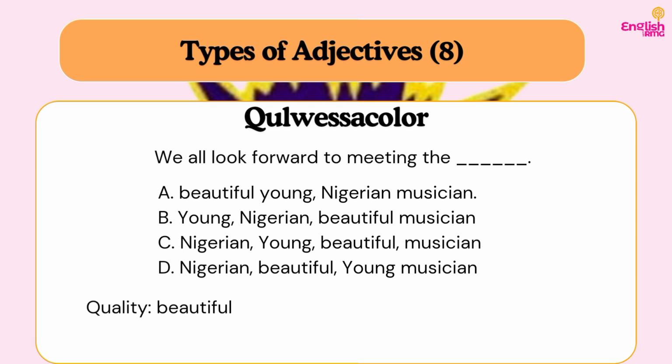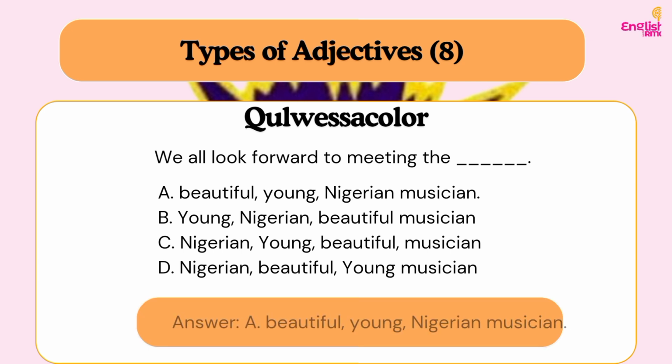Do you understand? So we move on to size. We also do not know the size of this person. Shape, we were not told about the shape of this person. Then the next thing on the list is what? Age. We don't know the exact age, but there's something related to age, which is what? Young. So we have beautiful, young. So the next thing is what? Color. We don't know the color. The last thing is origin. Yes, we were told the origin, which is what? Nigerian. So our order is beautiful, young, Nigerian.